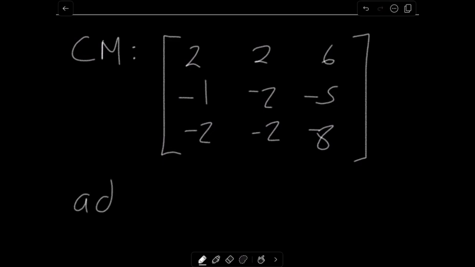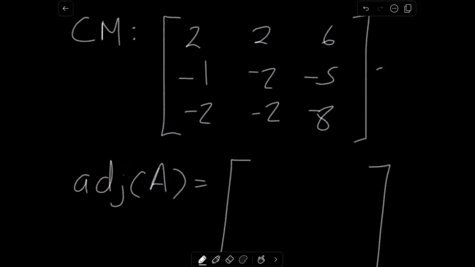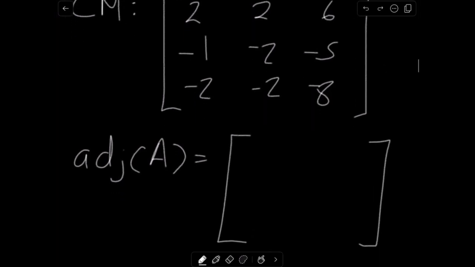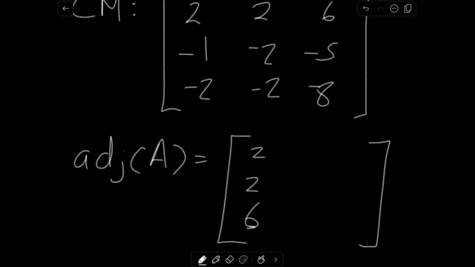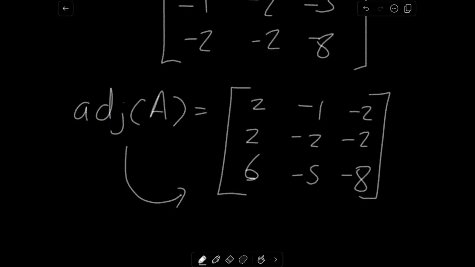So the adjoint of matrix A is going to be the transpose of this cofactor matrix here. So the first row becomes the first column, that will be 2, 2, 6. The second row becomes the second column, that's minus 1, minus 2, and minus 5. And the third row becomes the third column, that's minus 2, minus 2, and negative 8. So there's the adjoint matrix for A. All right, that's example 1 covered.